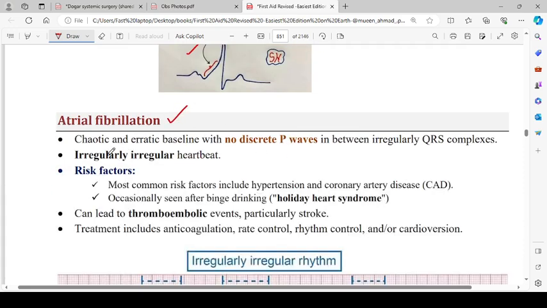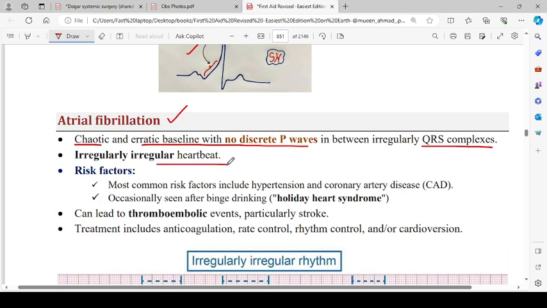Then atrial fibrillation. So chaotic and erratic baseline with no discrete P waves. In atrial fibrillation, the P waves will be gone, because when we call it fibrillation, it means that the contraction is not there. There is some frenzied electrical movement going on, but that electrical activity is not causing contraction to occur. So that is basically called a chaotic or erratic baseline with no discrete P waves. That is atrial fibrillation. In between, irregular QRS complexes, there will be an irregular heartbeat.